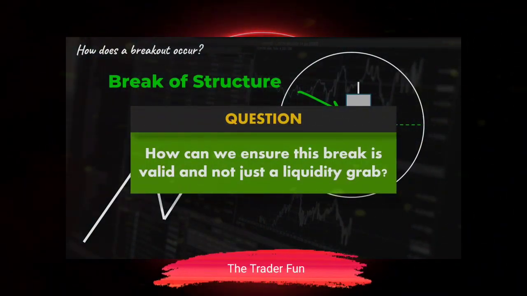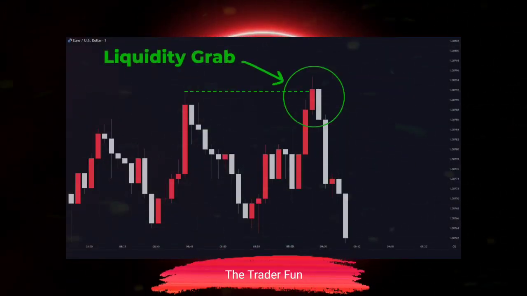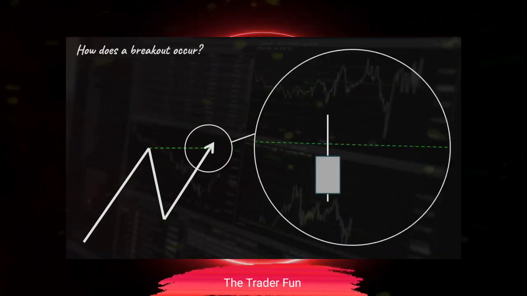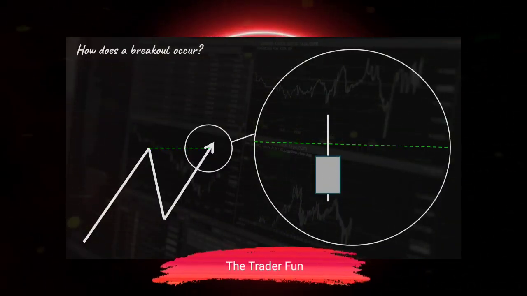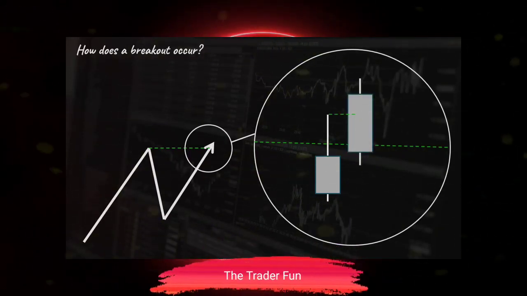How can we ensure this break is valid, and not just a liquidity grab? In case of a fakeout, or liquidity sweep, the price immediately gets back into the range. So, let's make our concept more advanced. If the price wicks above the previous market structure and closes back inside the range, we won't have a valid breakout, which we previously discussed. But in order to have a valid break, the following candle needs to close above the previous one.